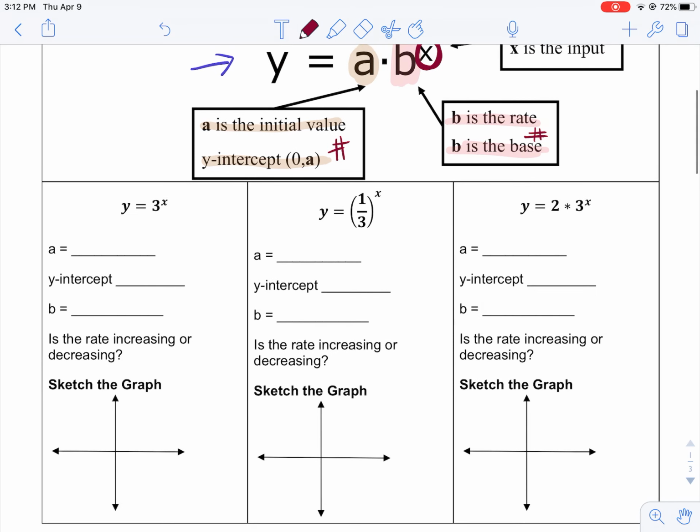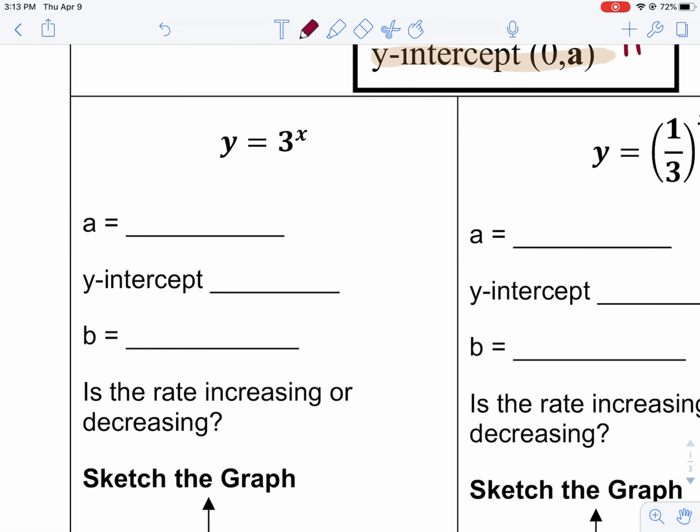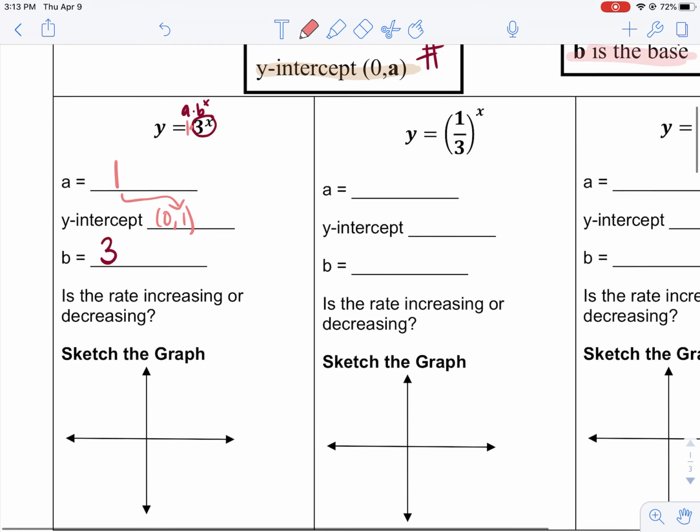So these 3 problems right here we're going to practice. We are going to identify our a values, which will turn into our y-intercepts, our b values, and then just sketch a picture of the graph. So for this first one, remember, we need an a times b raised to the x. So b and x are the best of friends, so my b value is 3. Now remember, if there's not a number listed and we have multiplication, it's like a ninja 1. So our a value for 3 to the x is 1. All of our exponential functions are going to have an a value of 1 unless they have something listed. So if my a value is 1, my y-intercept is going to be 0, 1.